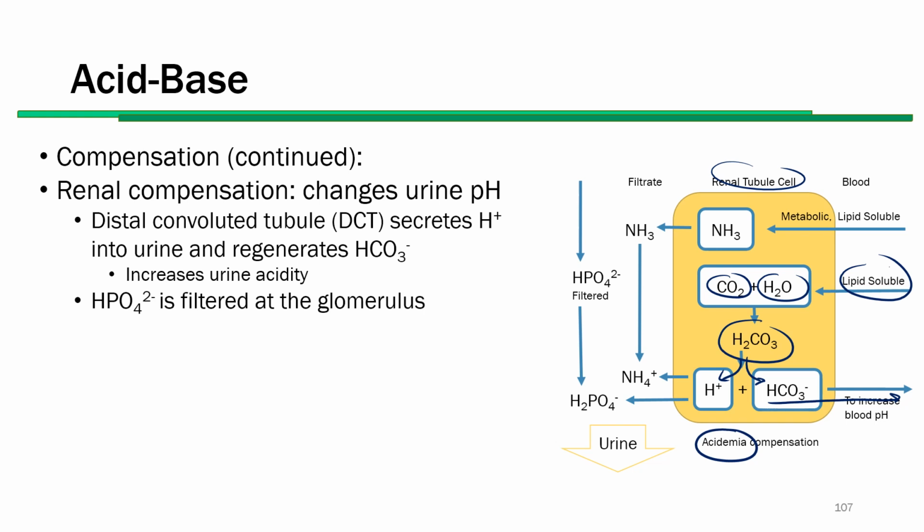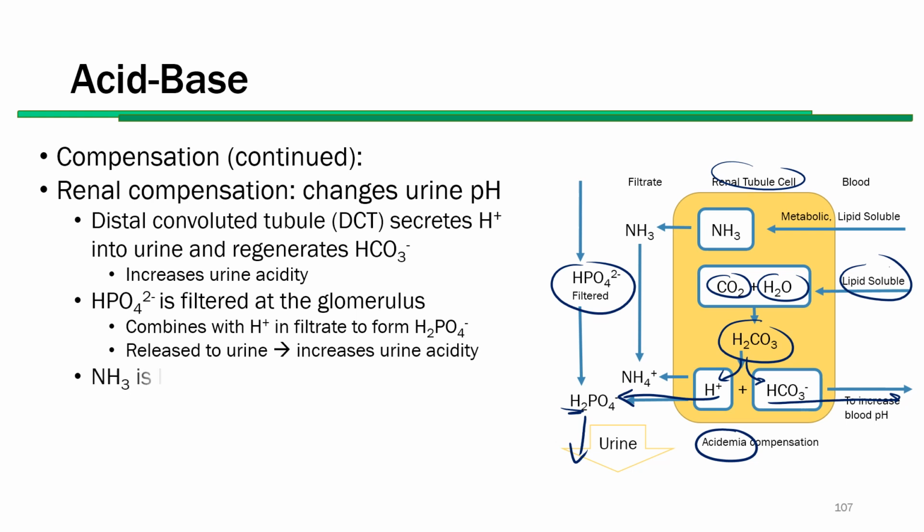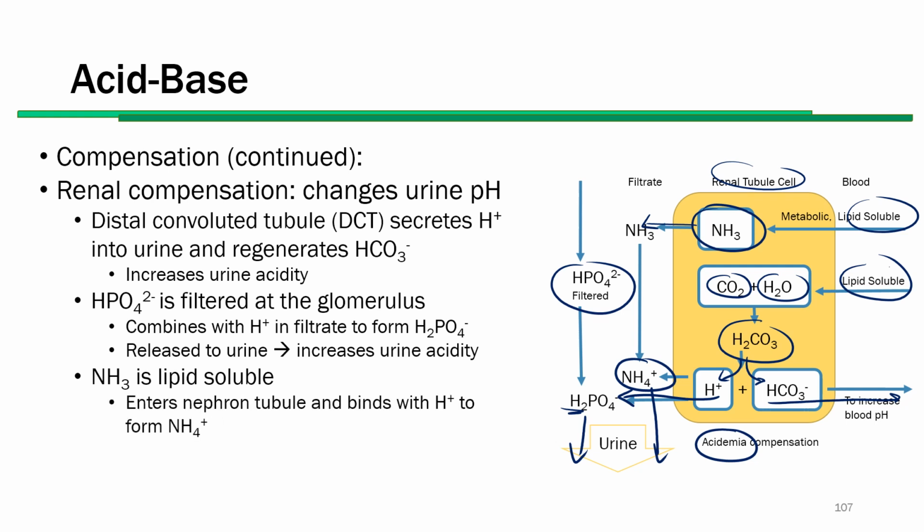What we do is we have phosphate that's filtered at the renal tubule, and that can pick up hydrogen and form the dihydrogen form, and then that can be lost in the urine. We also have ammonia, and I'm not sure of my ammonia and ammonium. I didn't look those up before I started, so I'm not sure which one is which. But that is lipid soluble and can be taken through the cell and then into the filtrate, and then that can also pick up a hydrogen and be lost in the urine. So in that way, we can get rid of those extra hydrogens as they bind with the phosphate and the ammonia, and then increase the urine acidity. So that can help compensate for acidosis as well.